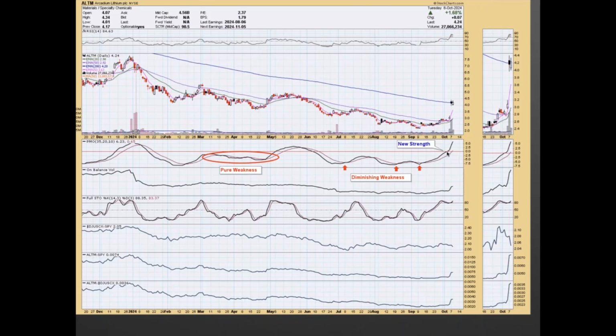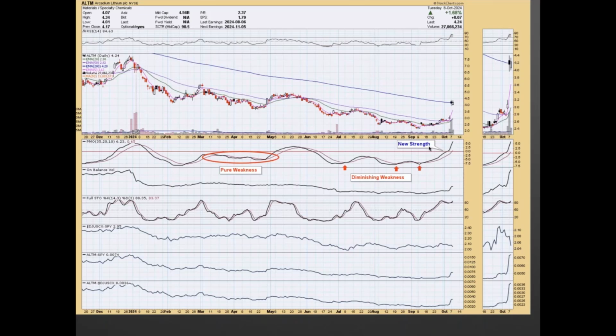So the PMO rose, it got above that zero line. That means we have new strength. Now, certainly we were getting some strength through here. And honestly, at about this level, I would have looked at it as new strength, because we had the PMO putting some margin between it and its signal line right there. So I think that would have been considered some new strength at that point. But when it gets above the zero line, that's for sure new strength.